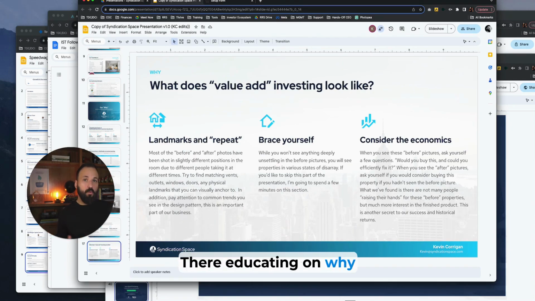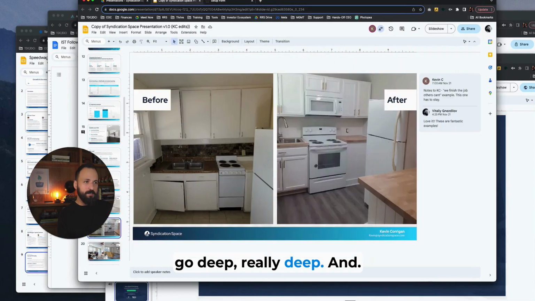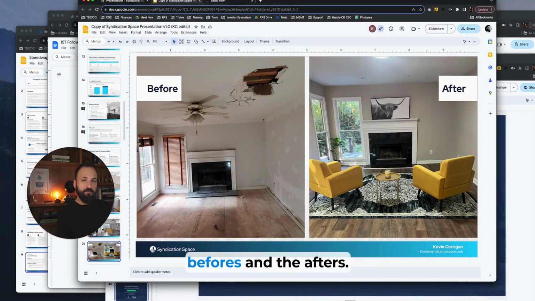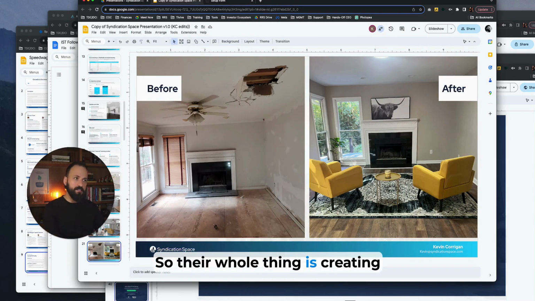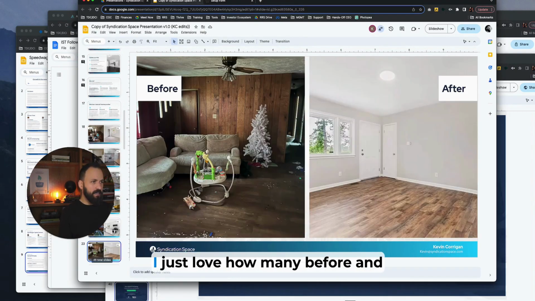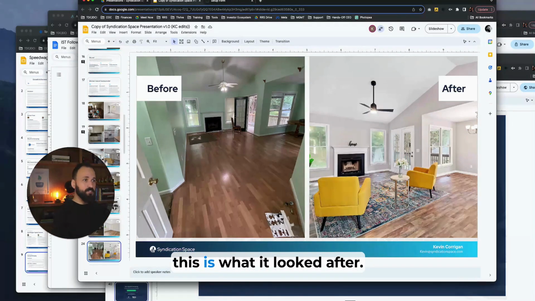Educating on why invest in value add, why their investment strategy. This could be different for your investment strategy, but educating on that end. And at this point, what I love here is that they go really deep, and there's a lot of highlights on the befores and the afters. Their whole thing is creating affordable and beautiful housing. I just love how many before and afters they include. People love seeing this stuff. Who doesn't love to see beautiful design and see, wow, this is what it looked like before, this is what it looked like after.